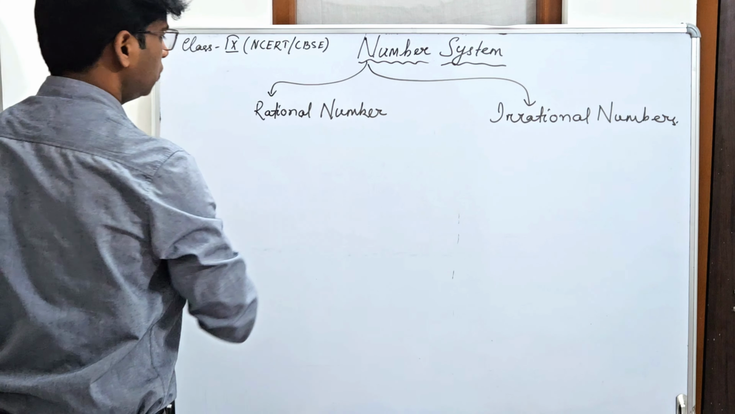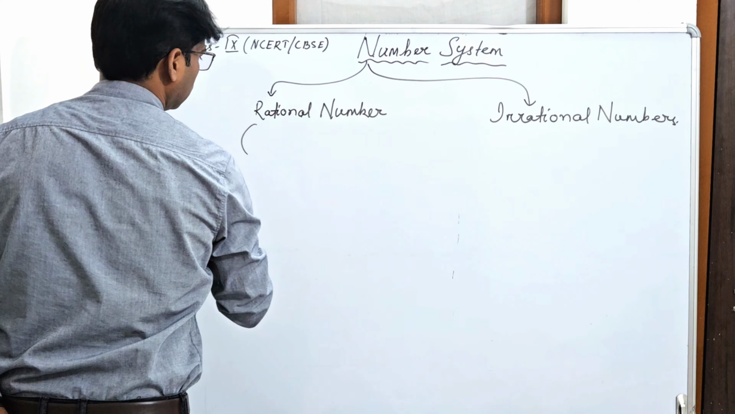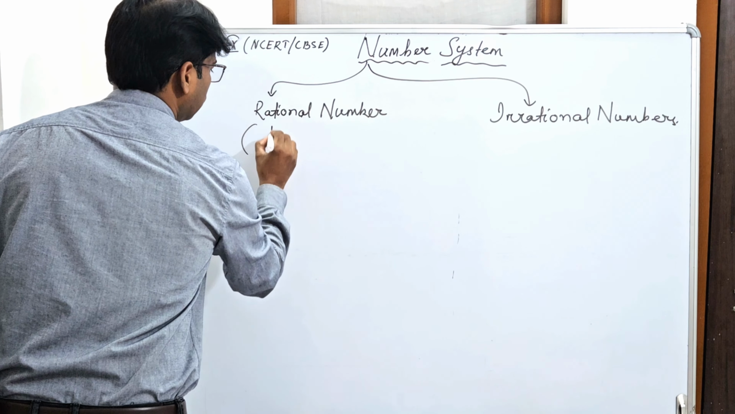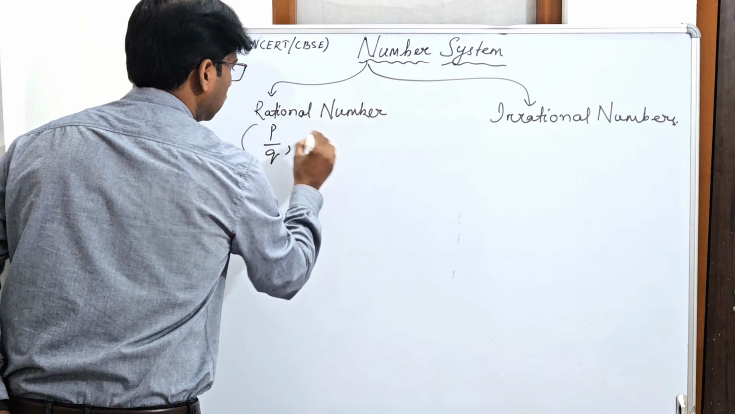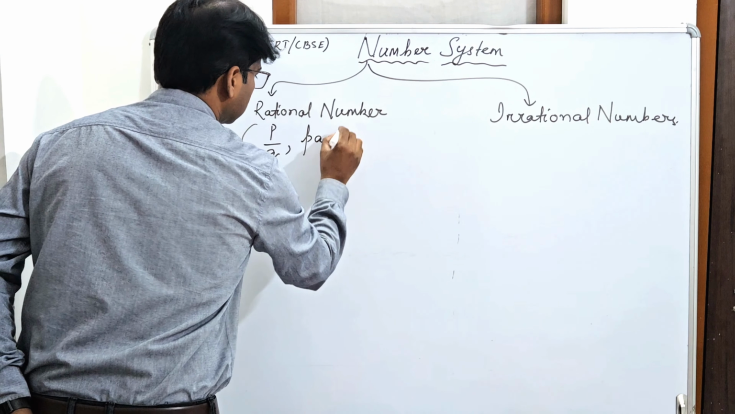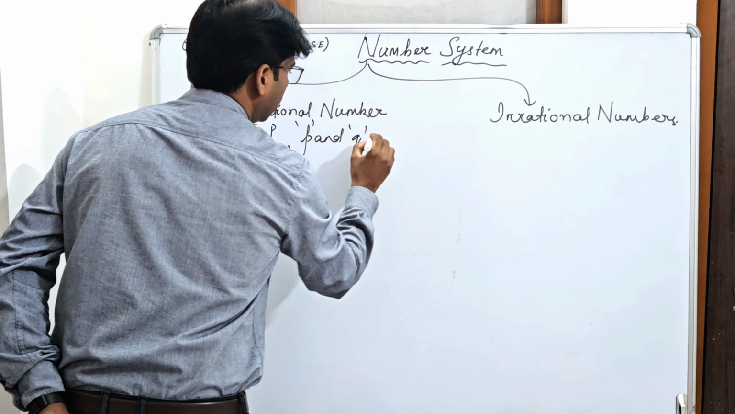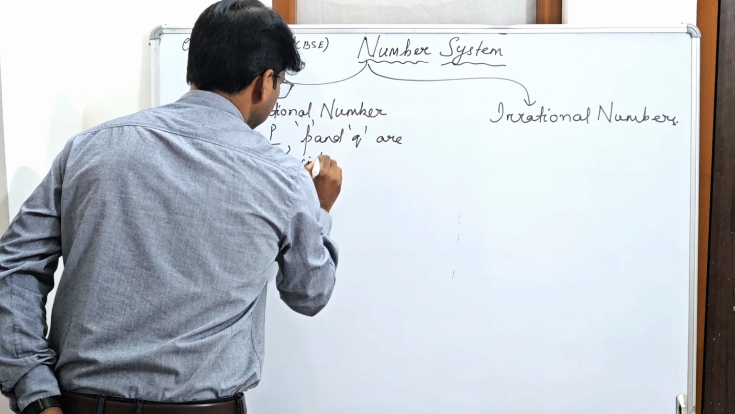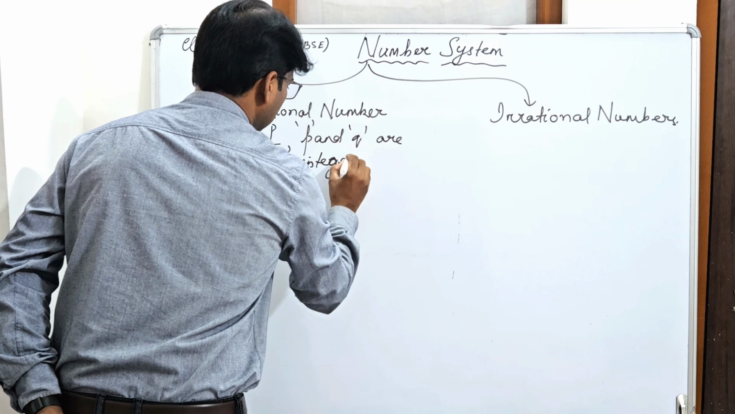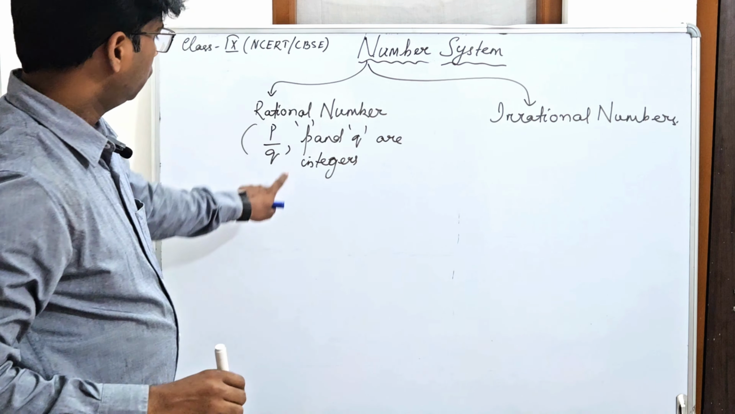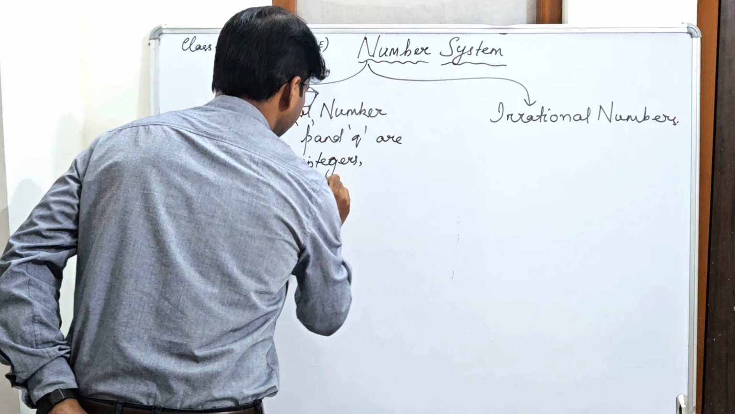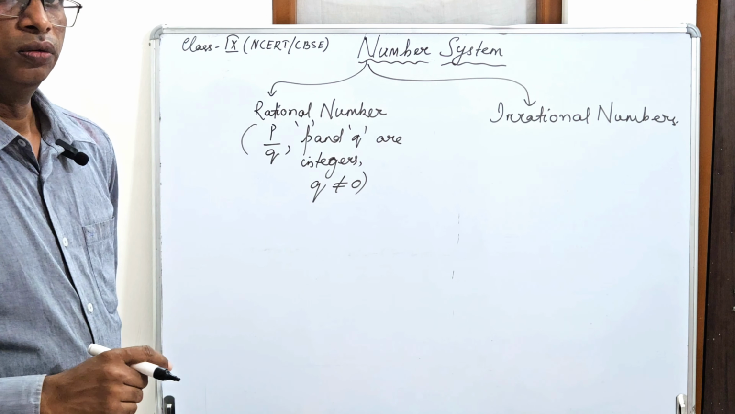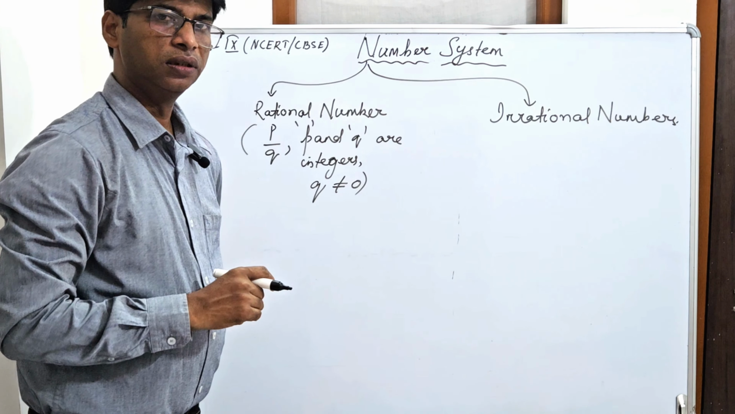So rational numbers, you can see how they are defined. They should be in the form of p by q. P and q are integers, isn't it? We have read it since class 7. P and q are integers, and the denominator is q, so q should not be equal to 0. These three conditions must be fulfilled to identify that it is a rational number.